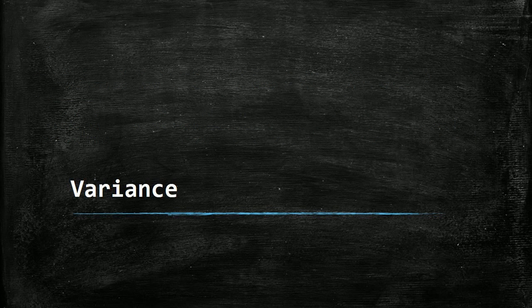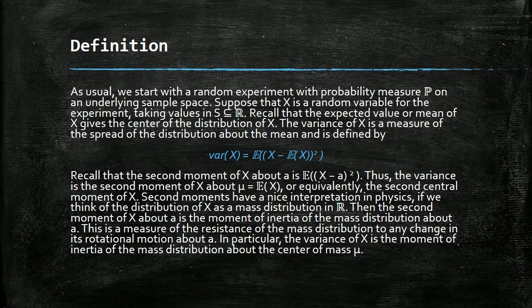Variance. Definition. As usual, we start with a random experiment with probability measure P on an underlying sample space. Suppose that X is a random variable for the experiment, taking values in S ⊆ ℝ. Recall that the expected value or mean of X gives the center of the distribution of X. The variance of X is a measure of the spread of the distribution about the mean and is defined by var(X) = E[(X − μ)²].